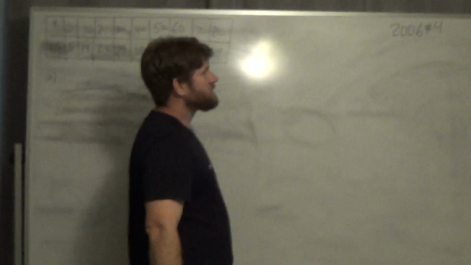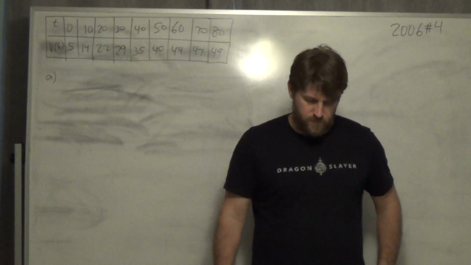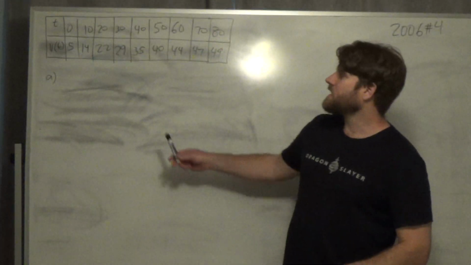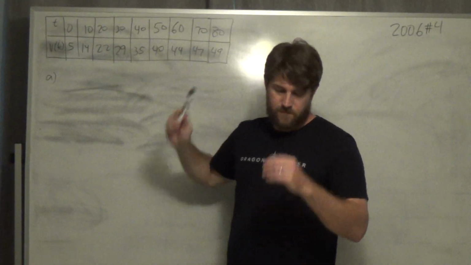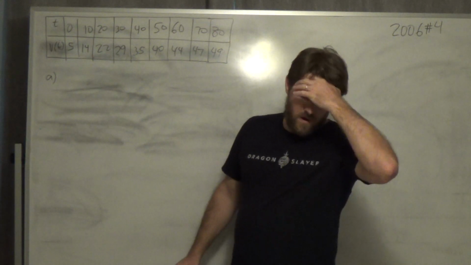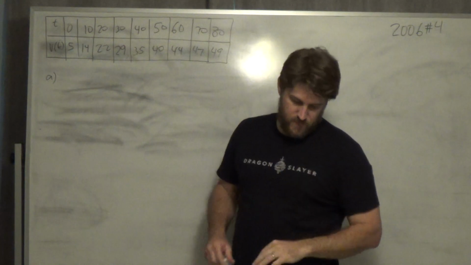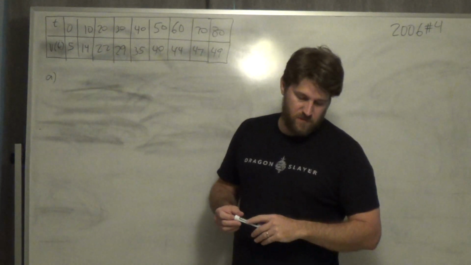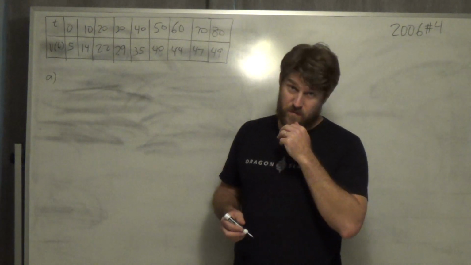Here we're looking at 2006 question number 4. And notice they give us a chart, time and velocity. Part A says to find the average acceleration of a rocket over the time interval.